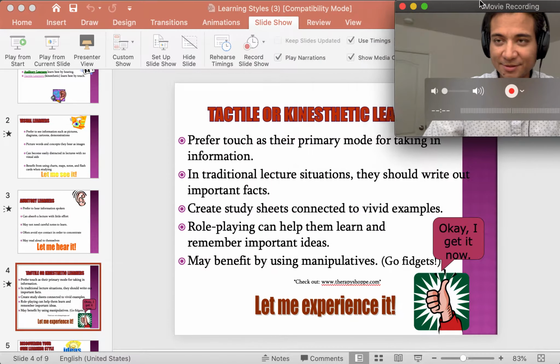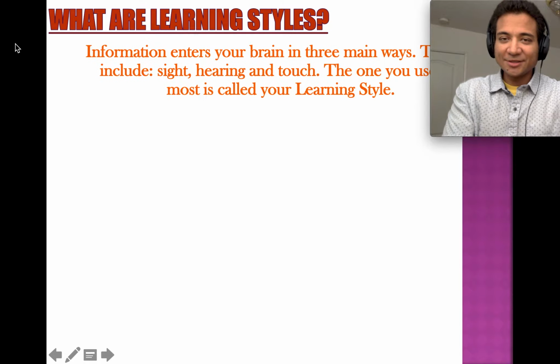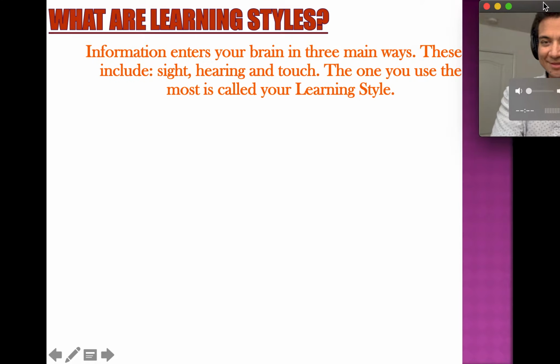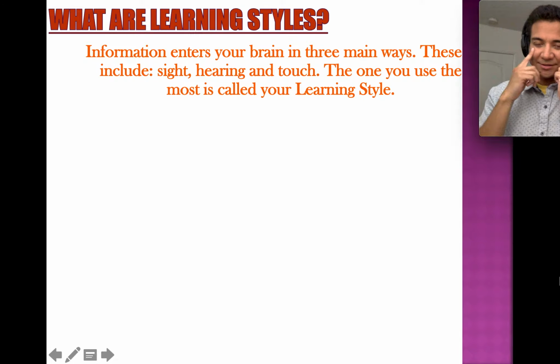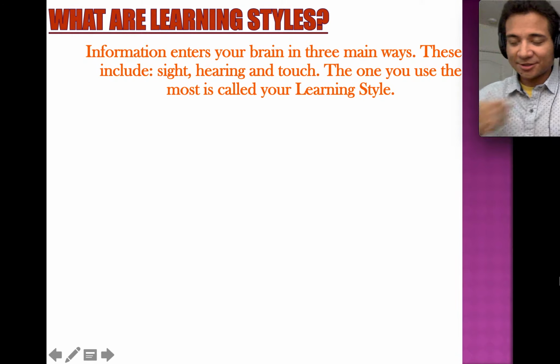Let me put this here in the corner so that I can appear as well. All right, so here we go. Learning styles. So when we take in information, of course, when it enters our brain, it does so through sight, through hearing, and touch. The one you use the most is your learning style. So sight, hearing, and touch.